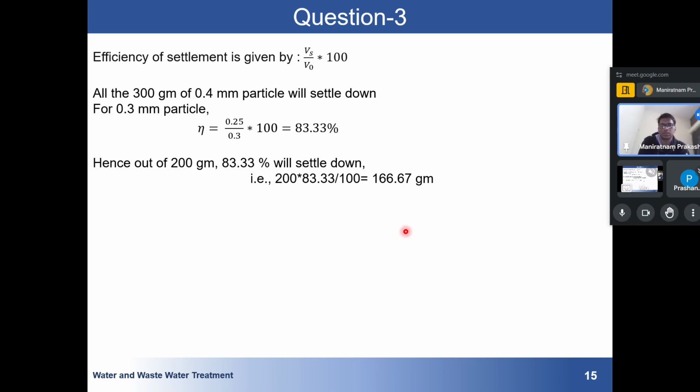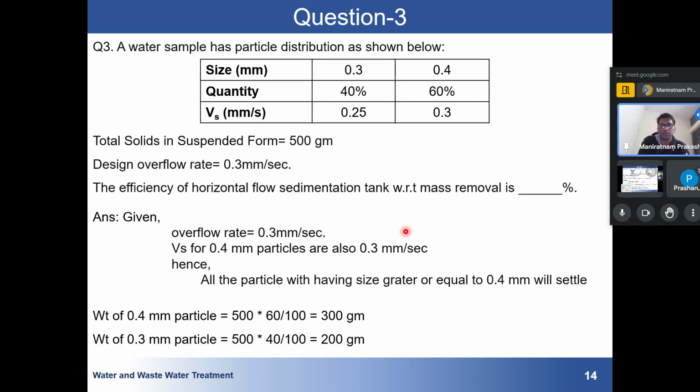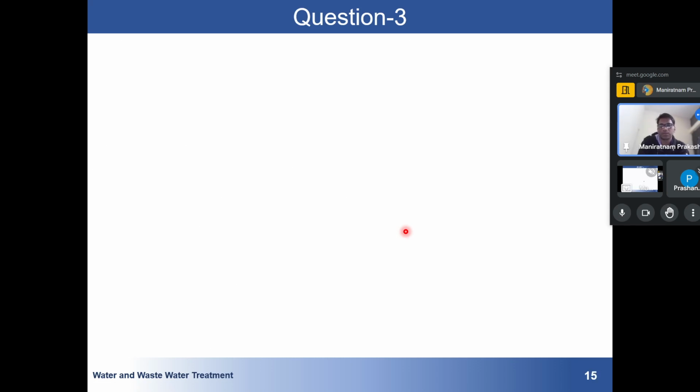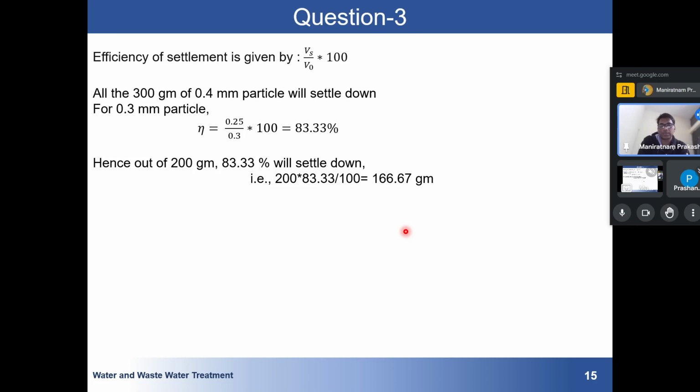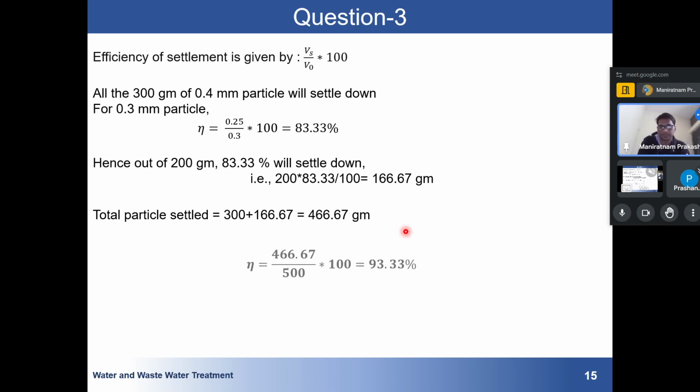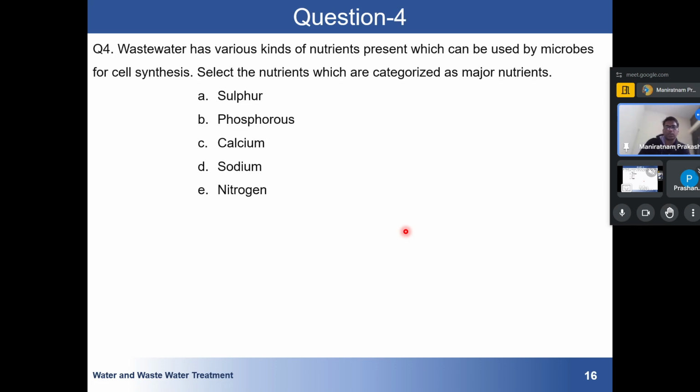I hope this is clear to you. If you are not able to understand, please let me know. I have tried to explain in a very simple way, but if you are not clear with the idea, what the thought process is behind this question, I will explain it again. So this was question number 3. Coming to question number 4, which is a very easy question.